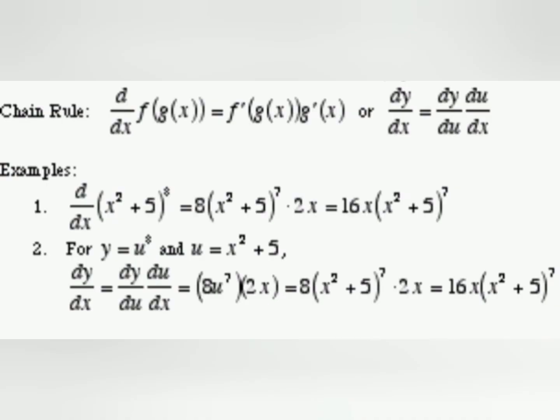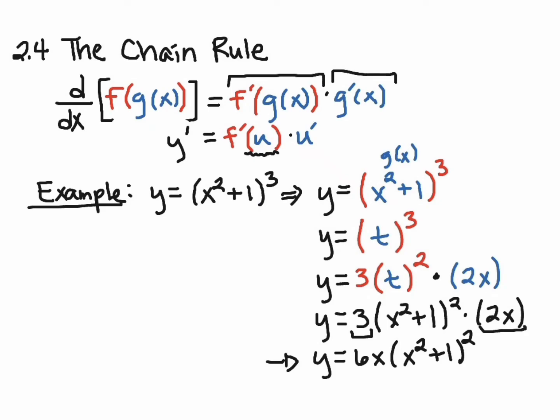Now let's look at our second example. The inside polynomial is x squared plus 5. So u becomes x squared plus 5 and y becomes u to the power 8. When you differentiate both of them, you will get 8u to the power 7 times 2x. So when you replace u with the inside bracket and you simplify, you get a final answer. Please follow the rest of the examples and try your hand on the exercise.